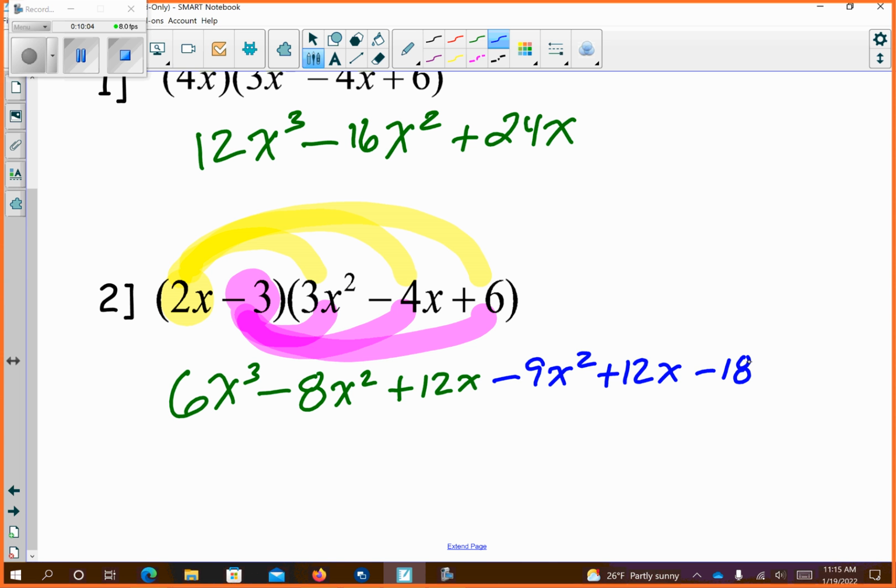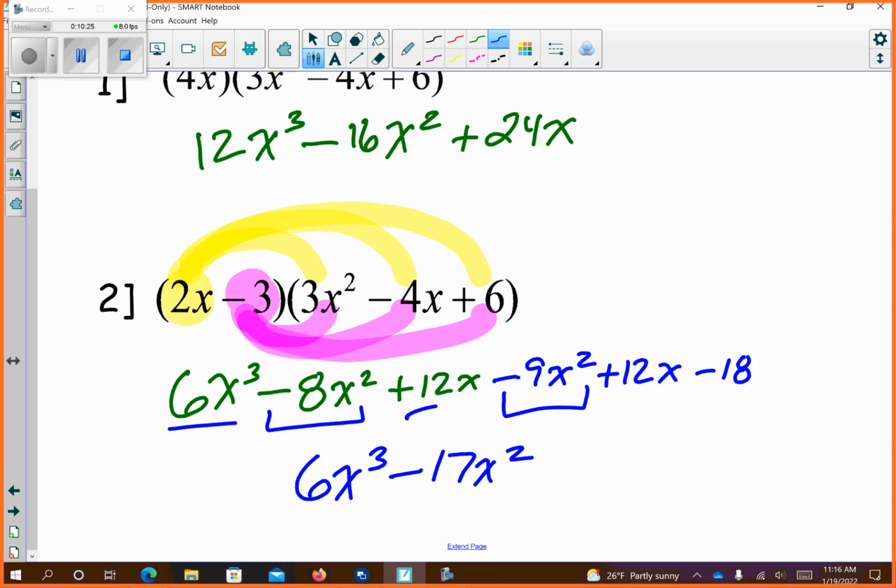Okay, so now we have like terms. So I have 6x to the third. I don't have any other x to the third, so I'm just going to bring it down. Then I have negative 8x squared and negative 9x squared. If I combine those together, remember now we're just adding, so the exponents don't change at all. I get negative 17x squared. Then I have 12x added to 12x is 24x. Again, notice the exponents haven't changed. I'm just adding now. And then my last term is minus 18. That's my answer.